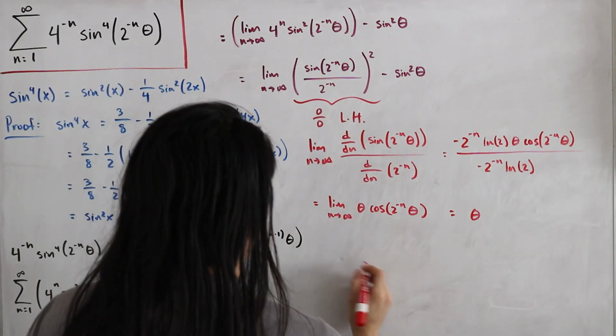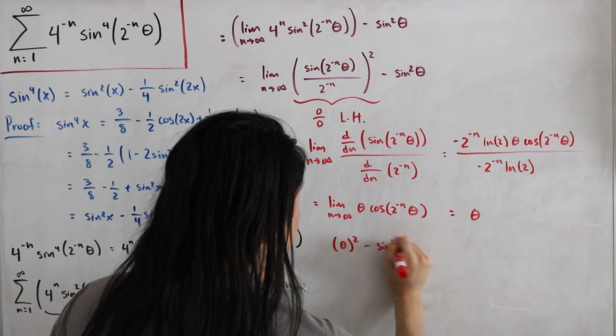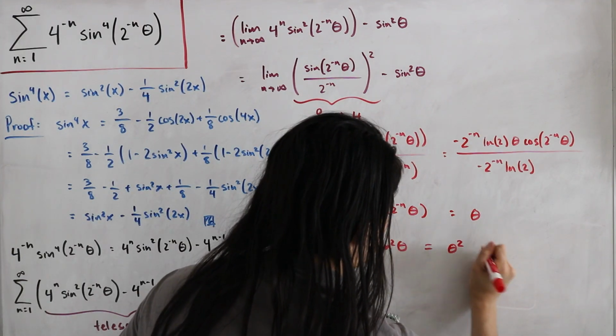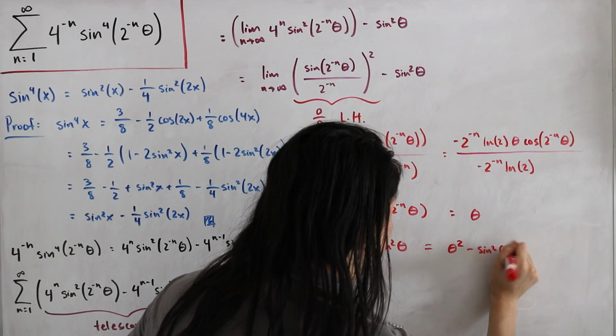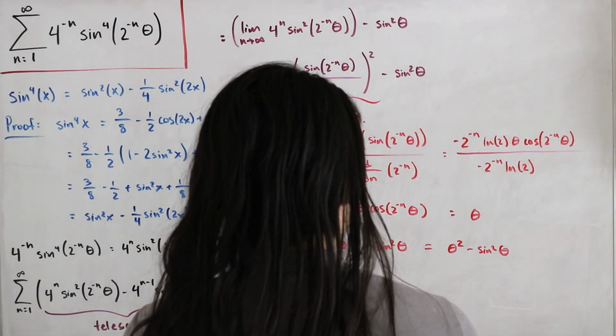And then going back over here, I have theta square, then minus sine square of theta. I didn't need to write the parentheses, there was no point, because we can simply write theta squared minus sine square of theta. And then that is our nice little closed form to finish off this problem right over here.